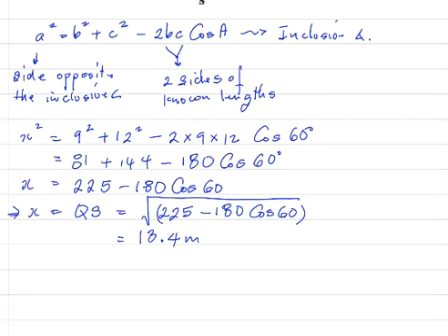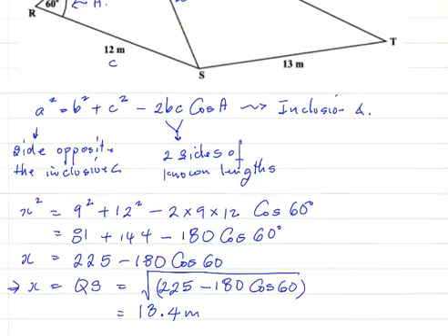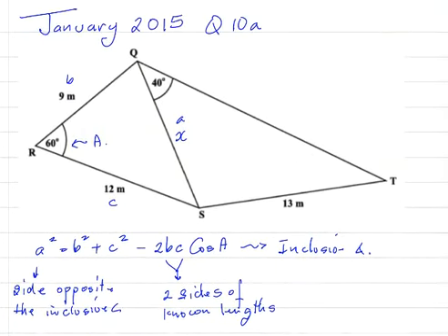The second thing we're asked to do is to calculate the size or the measure of angle QTS. So let's identify which angle we're asked to calculate. Angle QTS, we're being asked to calculate this angle here. I'm going to call it theta. We just calculated this to be 13.4 meters.